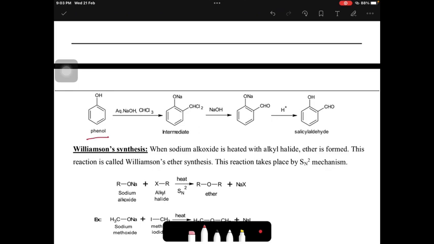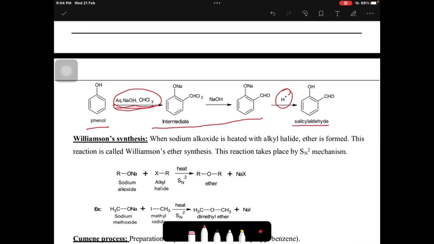Reaction: phenol treated with NaOH in the presence of chloroform gives an intermediate, which again converts to the sodium salt of salicylaldehyde, followed by acidification gives salicylaldehyde.